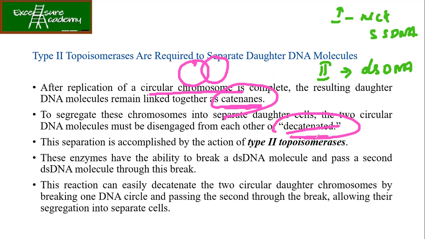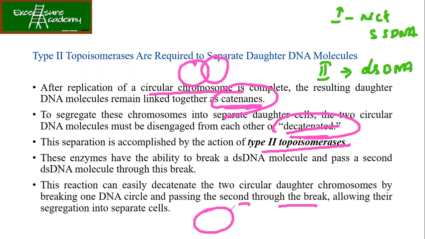So for this separation, the action of type 2 topoisomerase is required. These enzymes have the ability to break a double-stranded molecule and pass the second double-stranded DNA molecule through this break. And finally, who will seal it? Of course, the ligase. So this reaction can easily decatenate the two circular interlinked chromosomes by breaking one DNA circle and passing the second through the break, allowing their separation into separate cells.